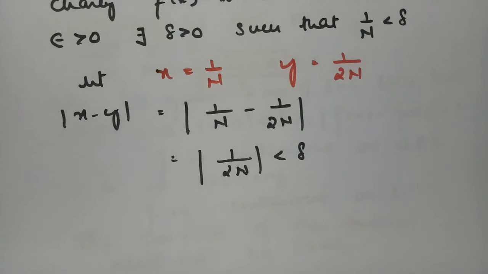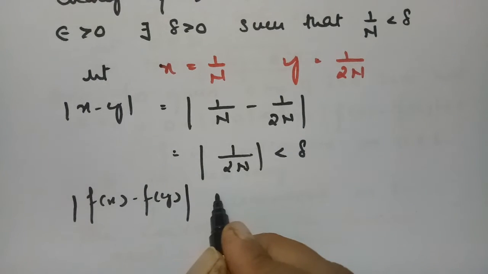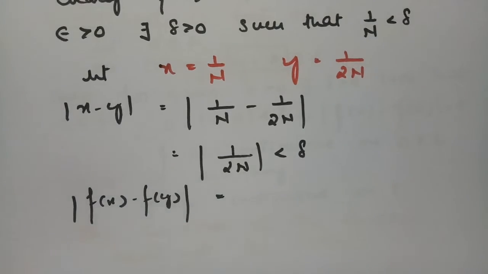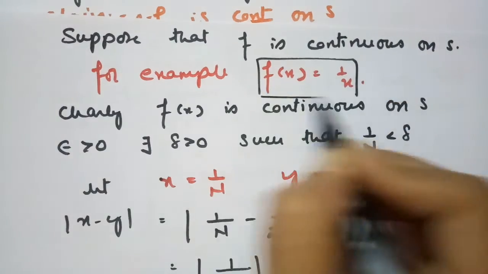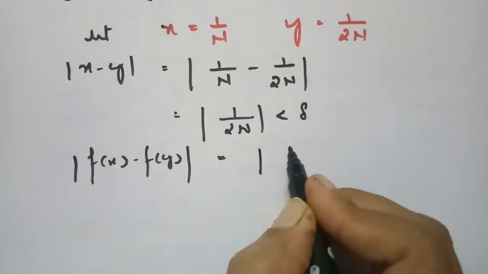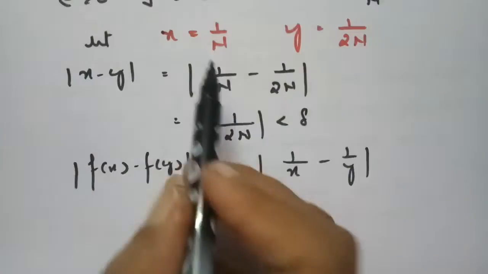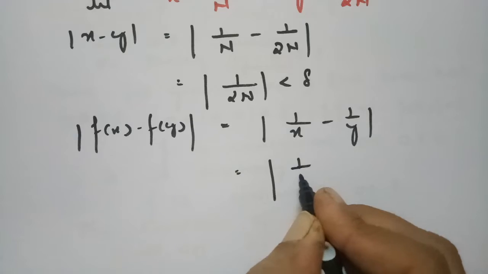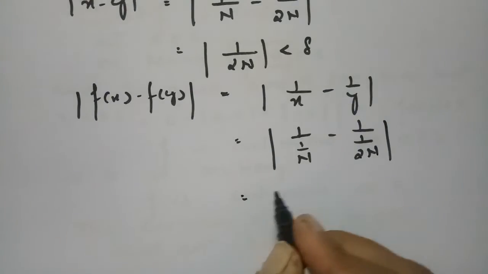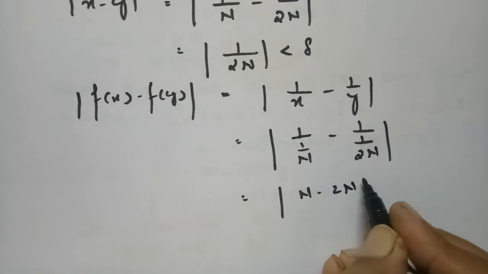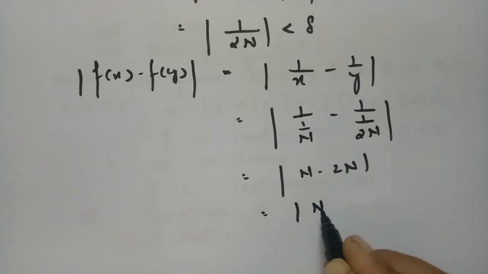Now I have to consider modulus of f of x minus f of y. What is f of x here? f of x is nothing but 1 by x. So this will be 1 by x minus 1 by y. x is nothing but 1 by n, and y is 1 by 2n. The reciprocal of this will be n minus 2n, so in modulus it will be capital N.